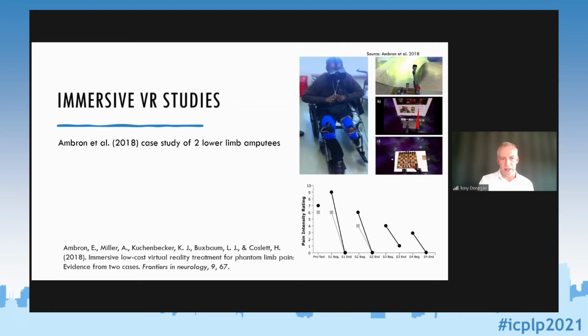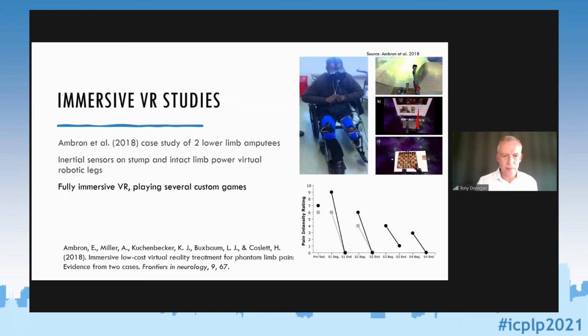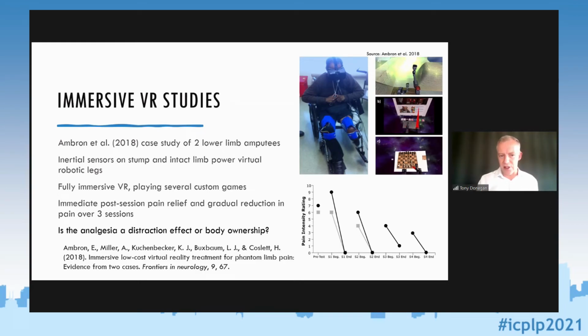Another nice study, another case series of just 2 lower limb amputees, and here they used inertial sensors on the stump and the intact limb to power virtual robotic legs, as you can see in the video. So again, fully immersive VR, and they're playing several customized games. So the 2 patients experienced immediate post-session pain relief, as you can see, but also a gradual reduction over the course of 3 sessions. Now, obviously, with this, we don't know whether that analgesia is a distraction effect of the VR or the effect of the body ownership. It's likely to be a combination of the 2. I think what's promising is the gradual reduction over the 3 sessions.